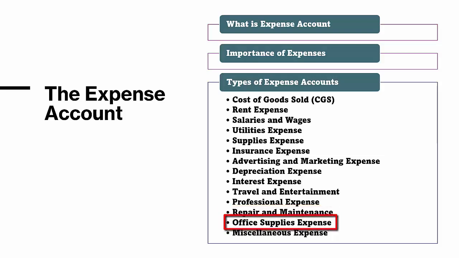13. Office supplies. Similar to supplies expense, this includes items specifically for office use, like stationery, printer ink, and office furniture. 14. Miscellaneous expense. Any other small, irregular expenses that don't fit into the categories above. These might include minor fees, subscriptions, or other small purchases.